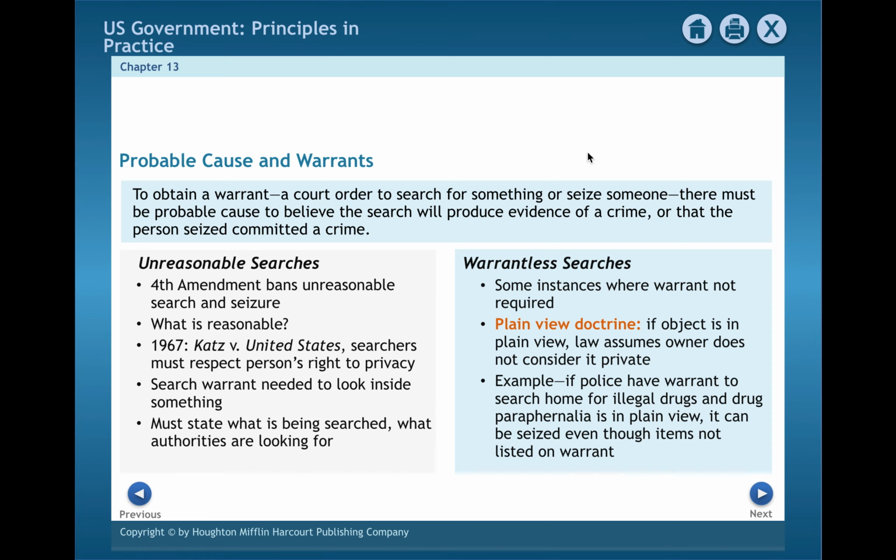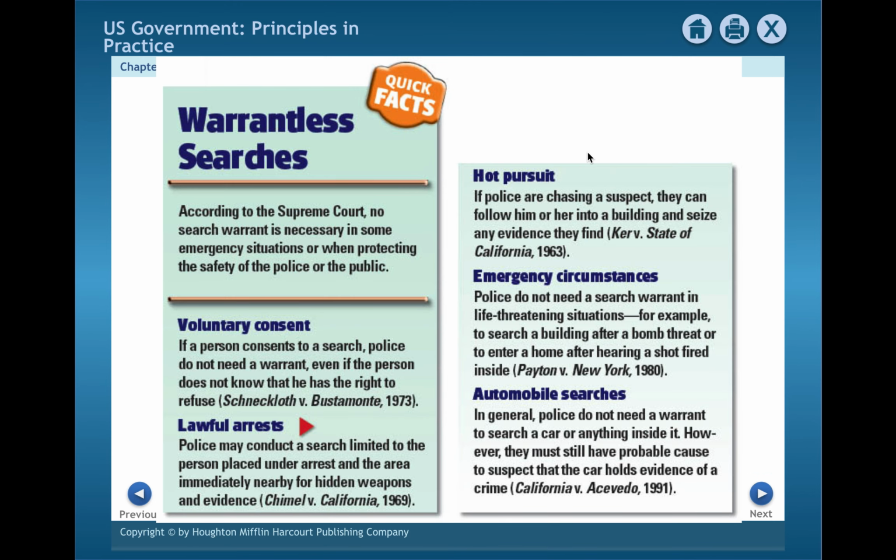Plain view doctrine, okay? If an object is in plain view, the law assumes that the owner does not consider it private. Plain view doctrine, letter G, is the answer to question number 8 on your quiz. Okay? So let's continue. No matter where a person is, he or she has no expectation of privacy when it comes to the possession of illegal drugs. So this is something that's important to understand.